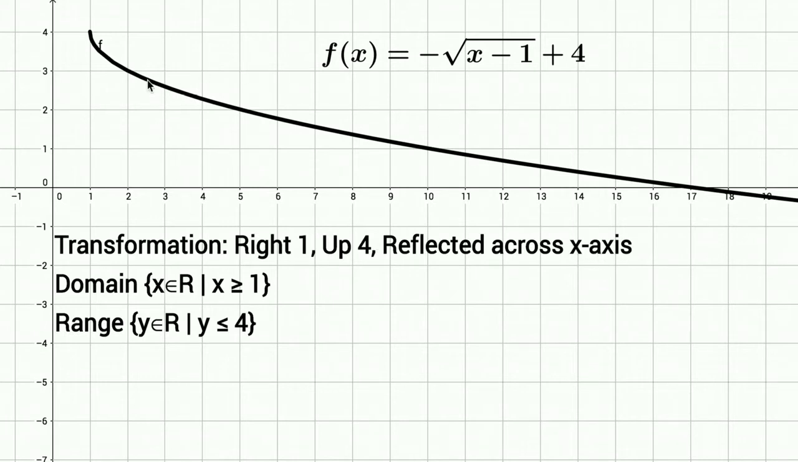So how do I make the graph? Right 1, up 4 will become our new point of origin. Start from here, everything's being reflected. Right 1, down 1. Right 4, down 2. Right 9, down 3. What's the domain? X can be any real number, and in particular, x has to be greater than or equal to 1. What is the range? Y is any real number, and in particular, y is less than or equal to 4.